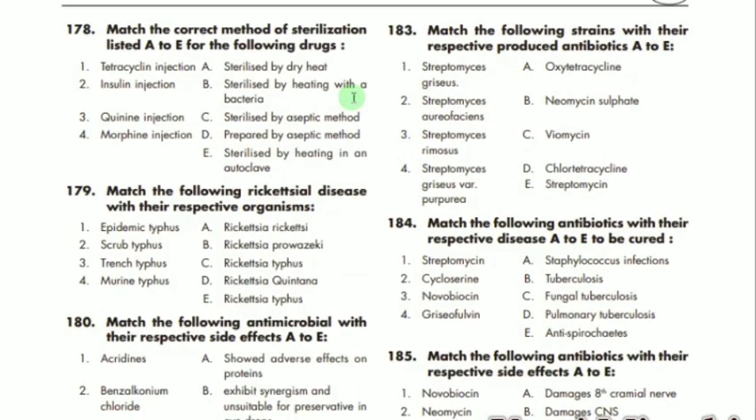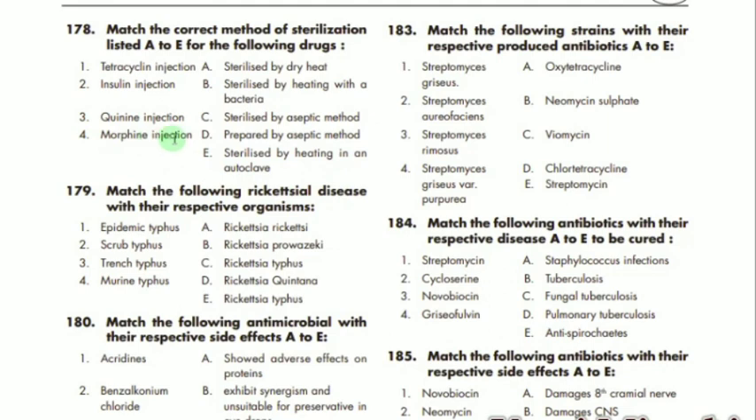We have 178 MCQ, which says match the correct method of sterilization listed A to E. For example, we have the first, the tetracycline injection. This tetracycline injection is mostly prepared by the aseptic method. So D is the correct option for 1. Insulin injection. The insulin injection is actually sterilized by the aseptic method. So C is the correct option for 2. Quinine injection. Quinine injection is actually sterilized by heating in an autoclave. So E is the correct option for the third.